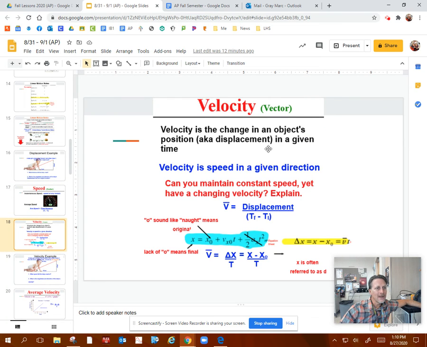The twin concept with speed is velocity. And velocity is actually a vector quantity because velocity does concern itself with direction. So when we're talking about velocity, we're saying that you're going a certain speed in a certain direction. And when you put both of those together, now we're talking about velocity.